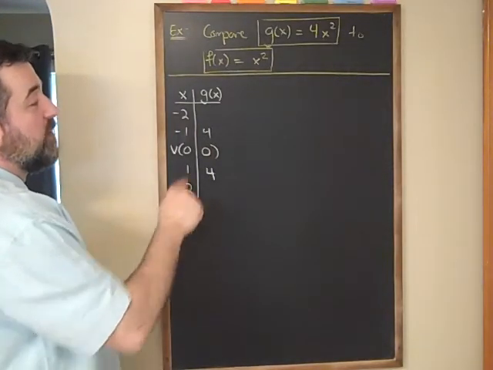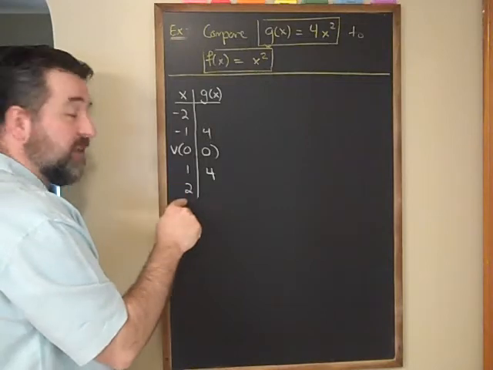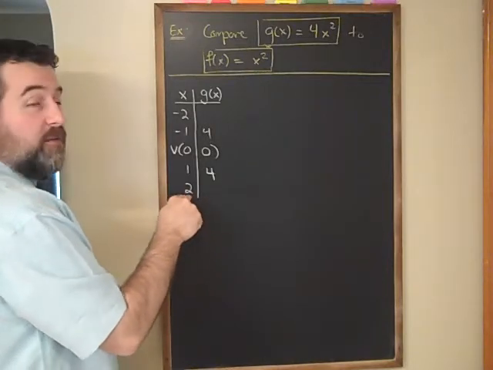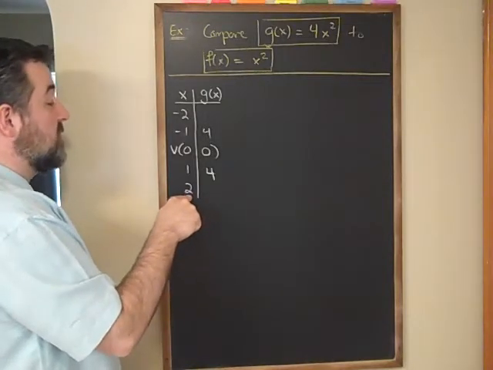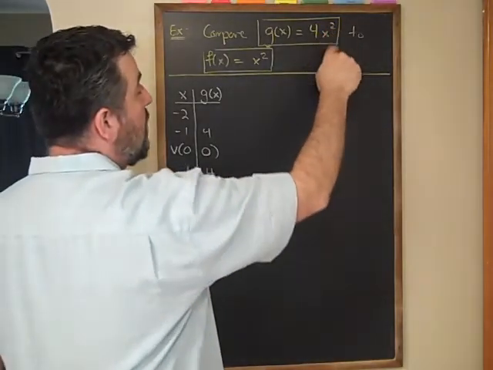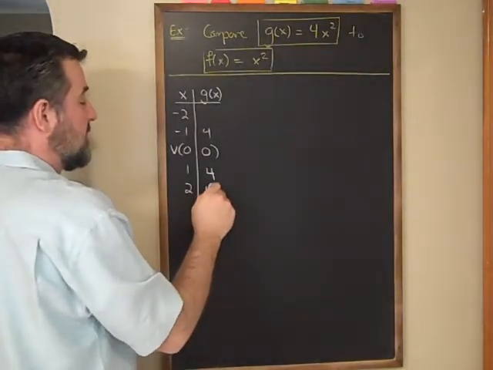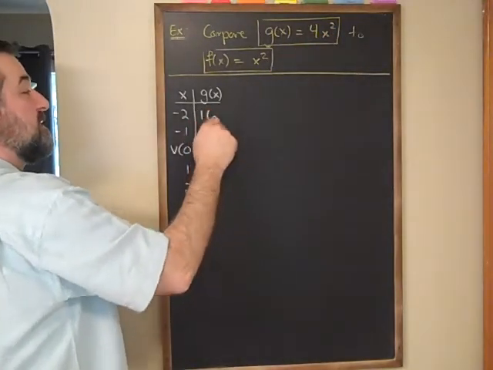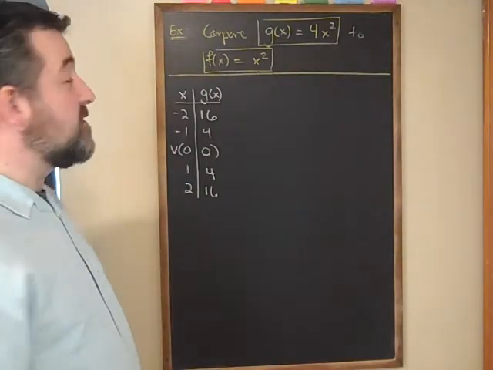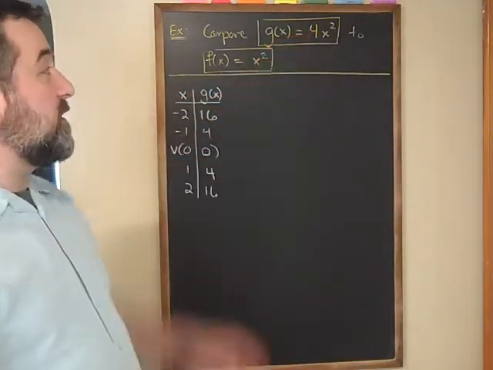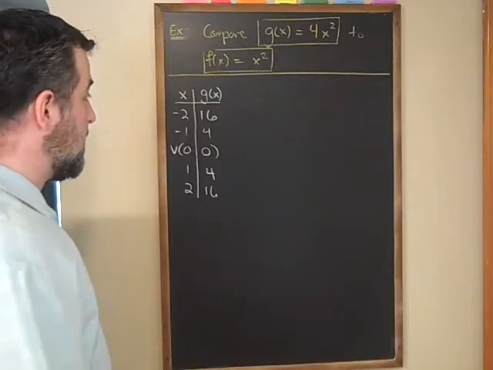So let's just put in one of these two. I think most of you would agree that dealing with positives is usually nicer. So let's put in 2. 2 squared is 4. 4 times 4 is 16. So that means this is 16. If you have your doubts, you can substitute -2 in and you'll see that you also get 16.